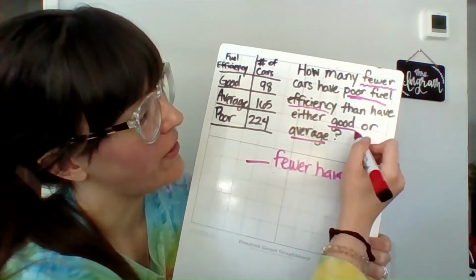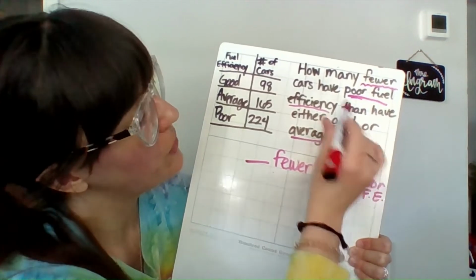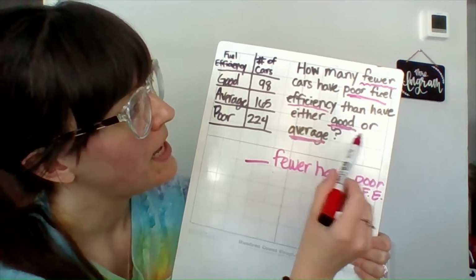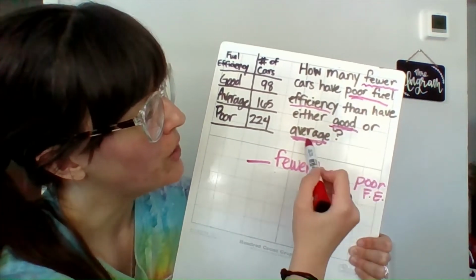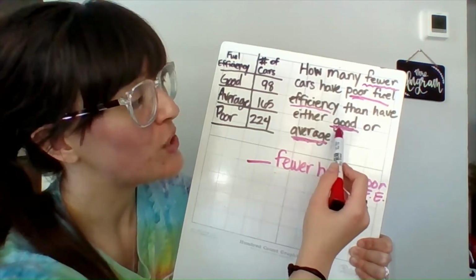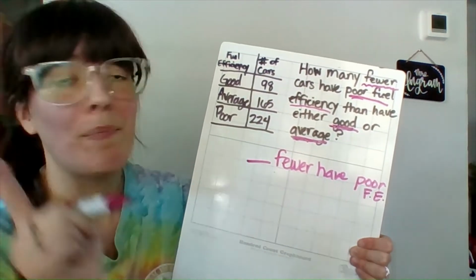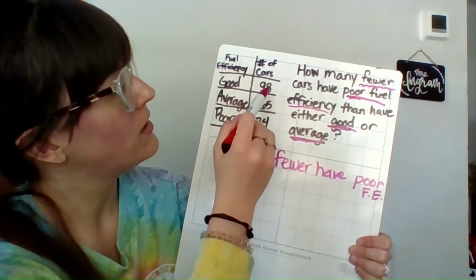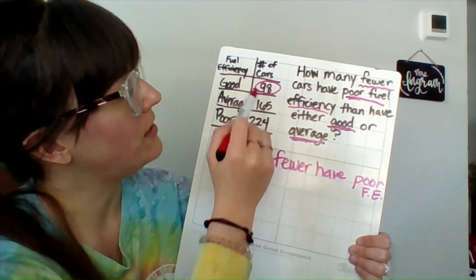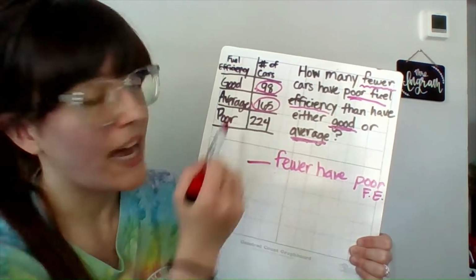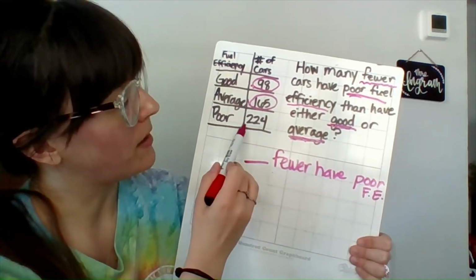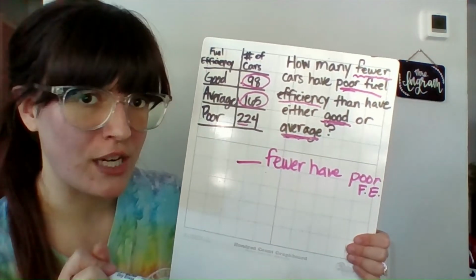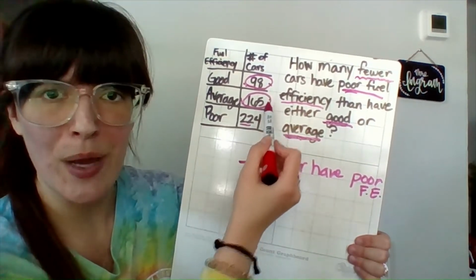So this tells me that I care about how many have good fuel efficiency and how many have average fuel efficiency. But as I read this problem, I'm comparing poor to the ones that have good or average. So that actually tells me my first step. So as I look at how many have good or average, I look over here, 98 had good and 165 had average. If I'm comparing my poor to both of these together, what operation should I use to combine these two numbers?